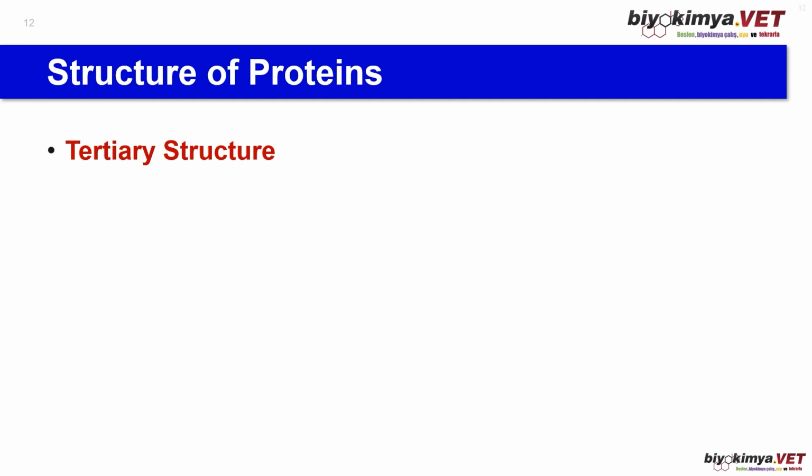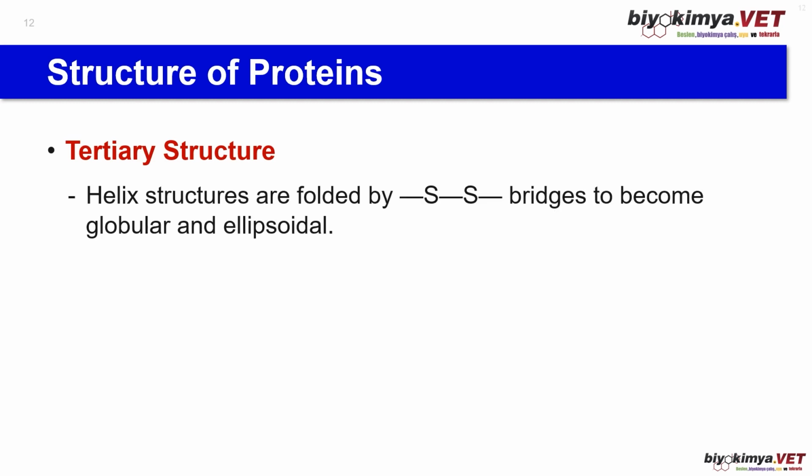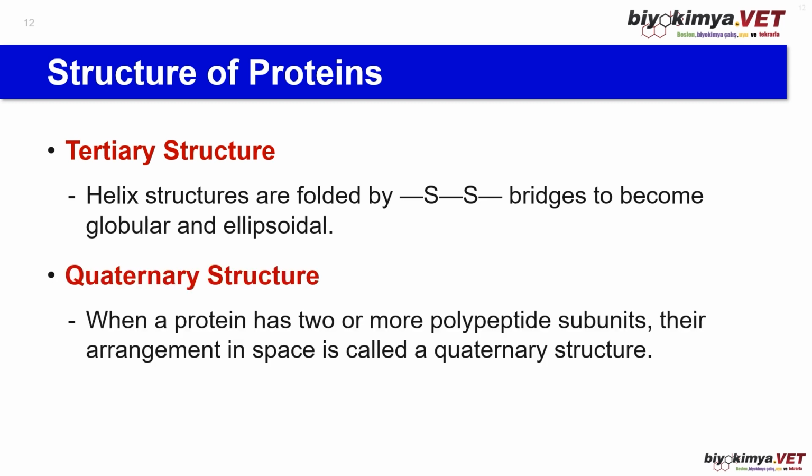The tertiary structure: helix structures are folded to become globular and ellipsoidal. The tertiary structure describes all aspects of the three-dimensional folding of a polypeptide. The quaternary structure: when a protein has two or more polypeptide subunits, their arrangement in space is called a quaternary structure. And these are short definitions that I did for you. We will go a little deeper in a moment in the following slide.